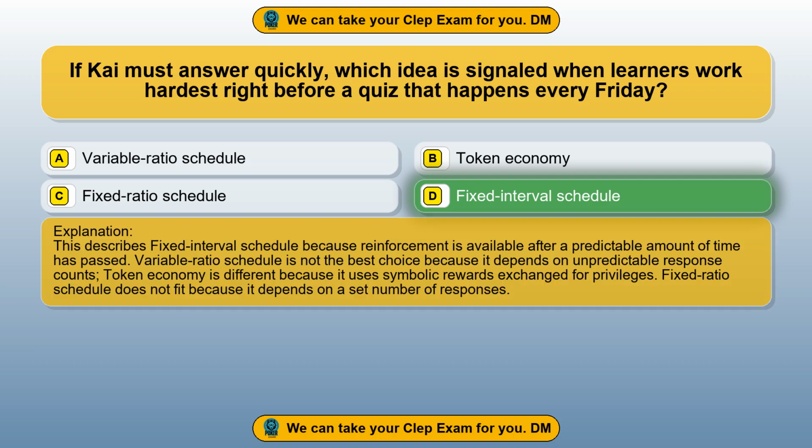The correct answer is option D, fixed interval schedule. This describes fixed interval schedule because reinforcement is available after a predictable amount of time has passed. Variable ratio schedule is not the best choice because it depends on unpredictable response counts. Token economy is different because it uses symbolic rewards exchanged for privileges. Fixed ratio schedule does not fit because it depends on a set number of responses.